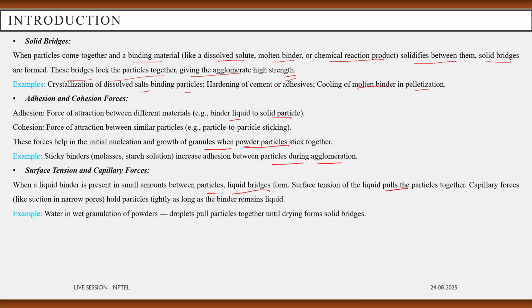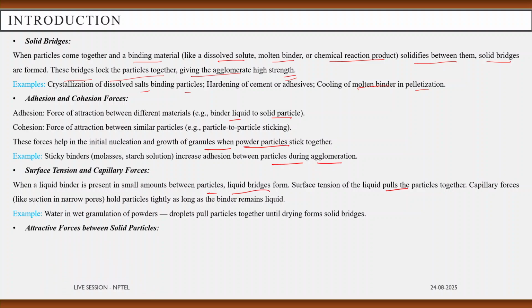So water in the wet granulation process of powder forms droplets, the water droplets, which pull or attract the particles together until drying occurs and the liquid binder or water evaporates, and ultimately they form solid bridges between the particles.